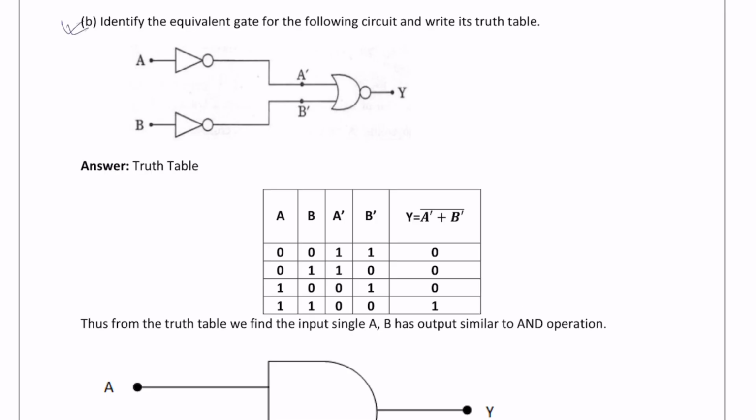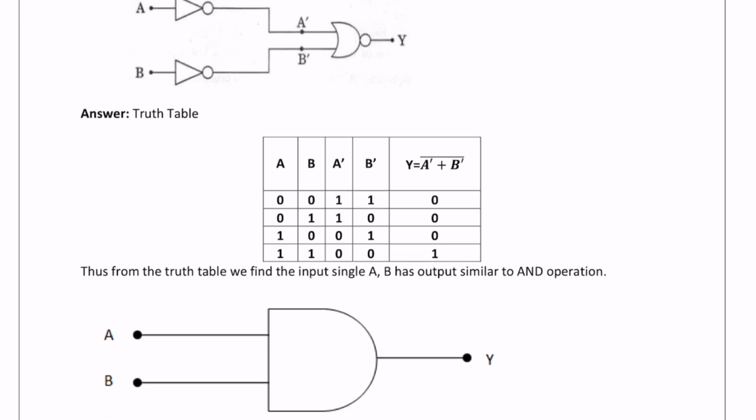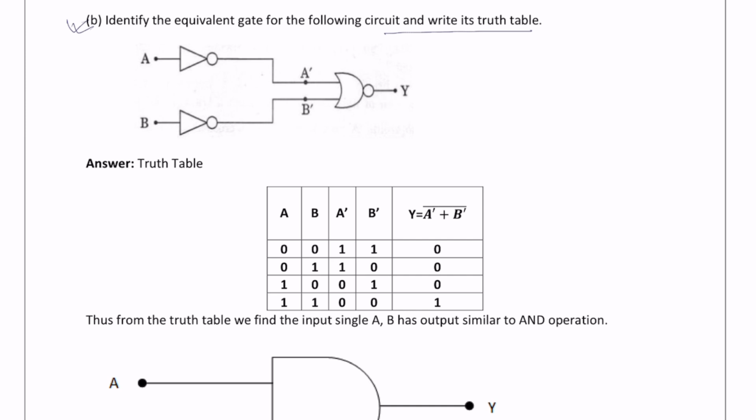identify the equivalent gate. Next question. Equivalent gate for the following circuit and write its truth table. So this is how the truth table is given. So this is A, and truth table means A and B as the input. This is the symbol of NOT. So if 1 is passed, output becomes 0. If 0 is passed, output becomes 1. Similarly for this also, B is 1, then after passing through this gate, it will become 0. It just reverses the signal.